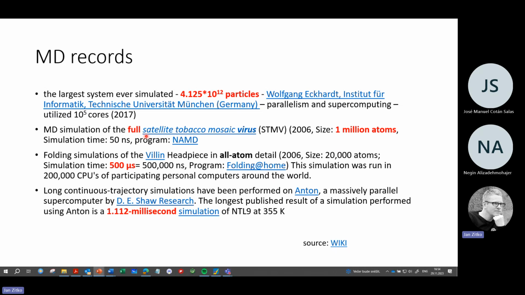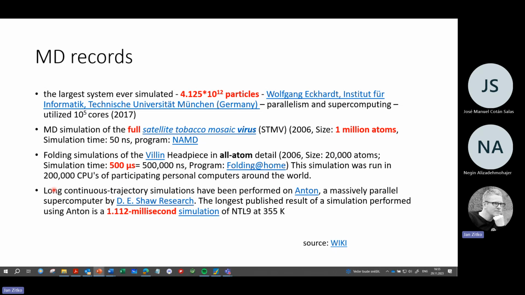Or another interesting experiment was the simulation of the full satellite tobacco mosaic virus. So it is a virus, yeah, which affects the tobacco plant, yeah, and this virus, the complete virion, has like 1 million atoms, yeah, and they were able to simulate it for 50 nanoseconds. So very nice thing. Yeah.